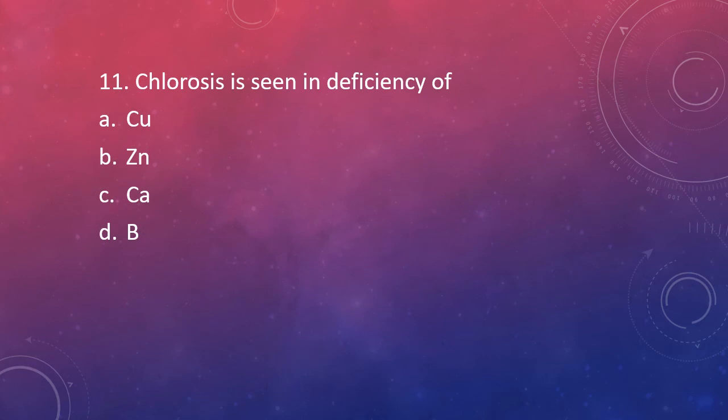Question number 11. Chlorosis is seen in deficiency of option A, copper. Option B, zinc. Option C, calcium. Option D, boron. Chlorosis is seen in deficiency of. The correct answer is option B, that is zinc.